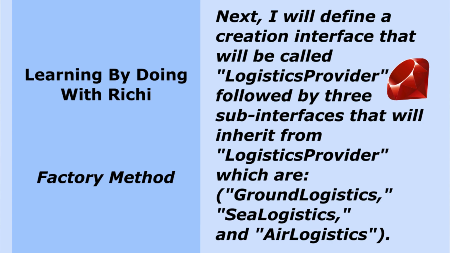Next, I will define a creation interface that will be called LogisticsProvider, followed by 3 subinterfaces that will inherit from LogisticsProvider, which are GroundLogistics, Sea Logistics, and Air Logistics.